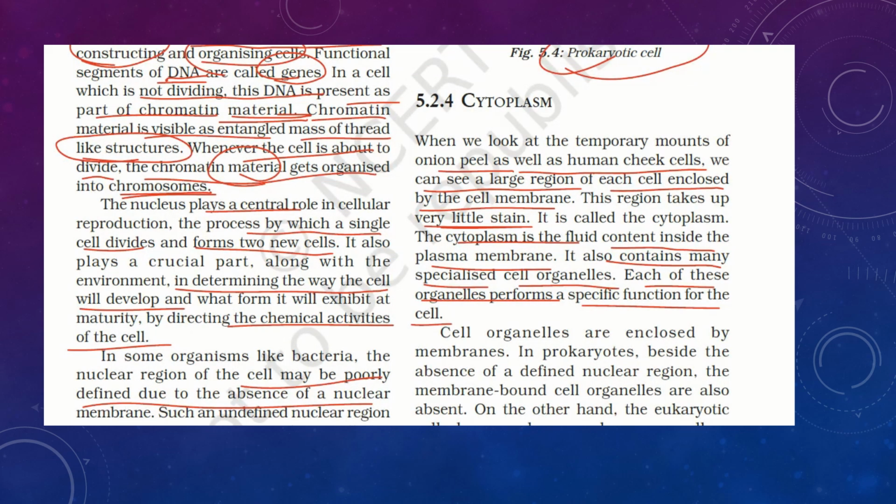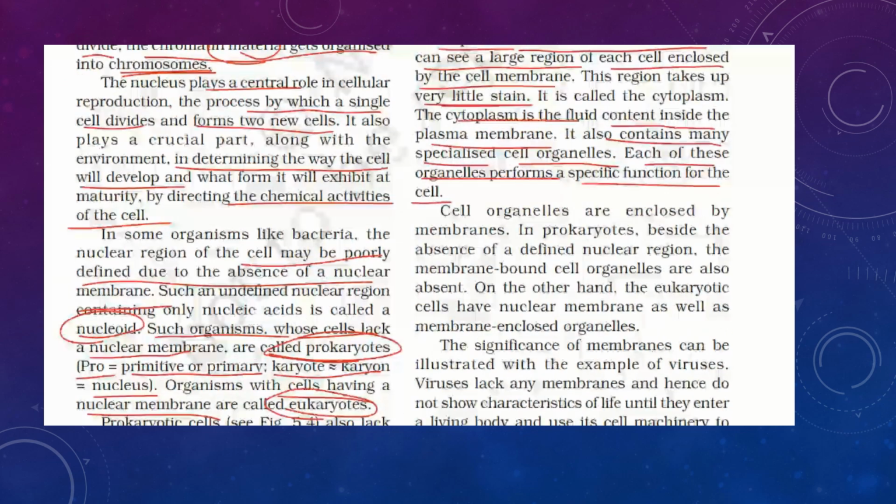We have studied the plasma membrane. We have studied a lot regarding the nucleus. We have studied prokaryotic and eukaryotic cells, chromosomes, chromatin fibers, DNA, and genes, and the new things we will take in the next episode. Cell organelles are enclosed by membranes. In prokaryotes, besides the absence of a well-defined nuclear region, the membrane-bound cell organelles are also absent, right?